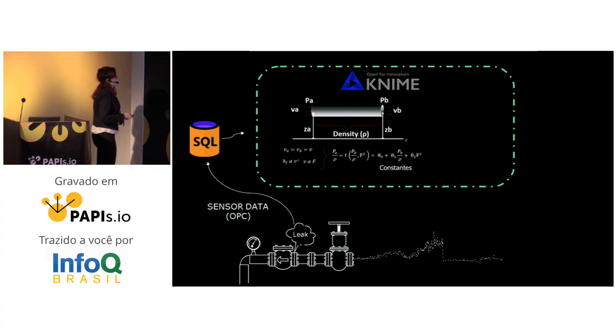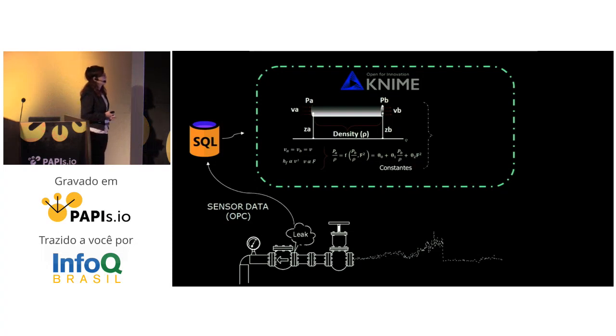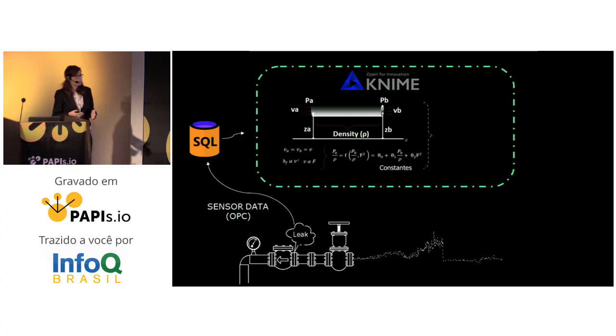So with this, we ended up with a model that is dependent on the pressure, the flow, and the density of the fluid. And then we train our model on normal behavior of the pipeline without leaks, so we can understand what is the normal behavior of the process variables, the pressure, the density, and the flow.